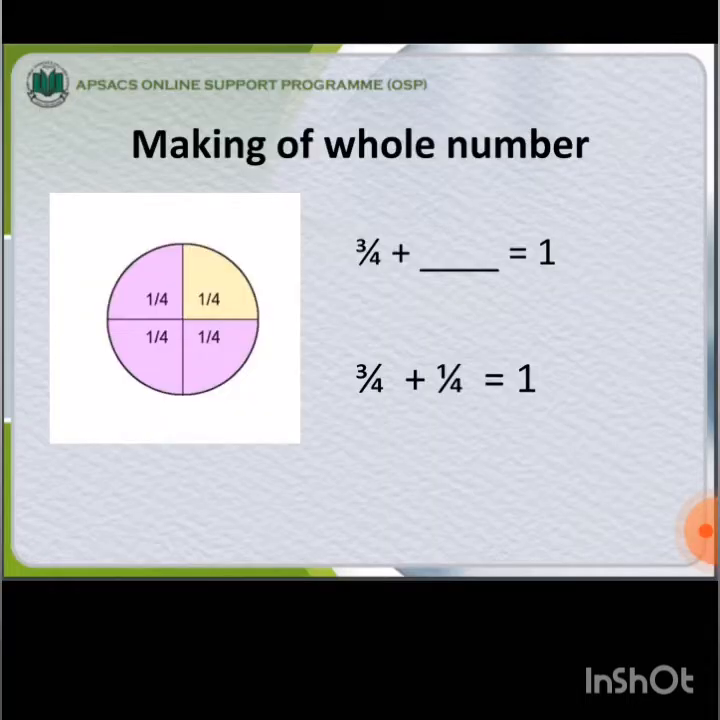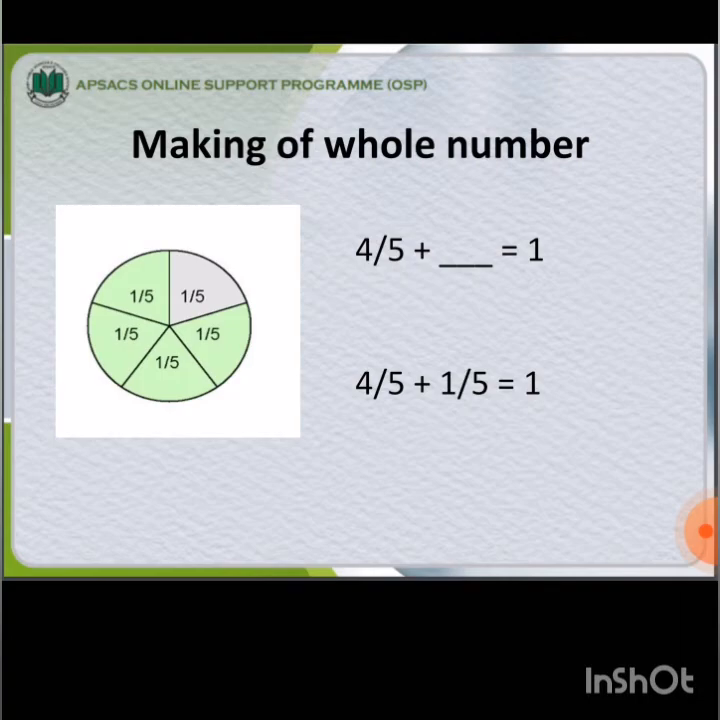Making of whole number. Look at the circle. Circle is divided into 4 equal parts. 3 parts are pink and 1 is yellow. It means 1 is missing. So 3 by 4 plus dash is equals to 1. We have to add 1 by 4 to make a whole circle or a whole number. So 3 by 4 plus 1 by 4 is equals to 1.